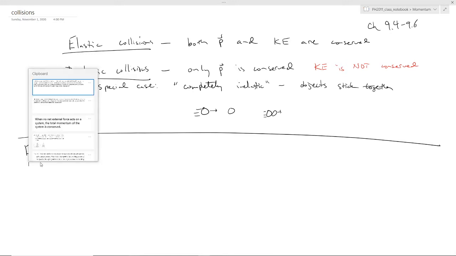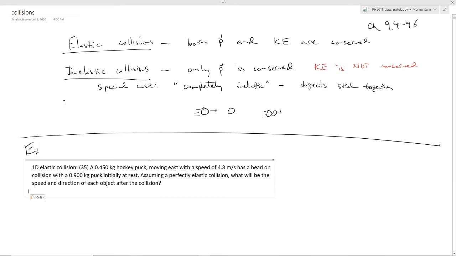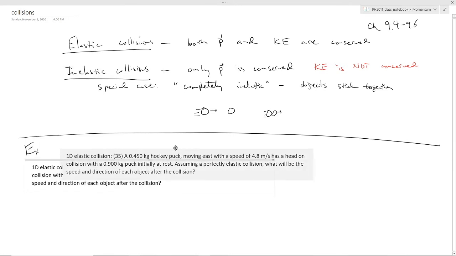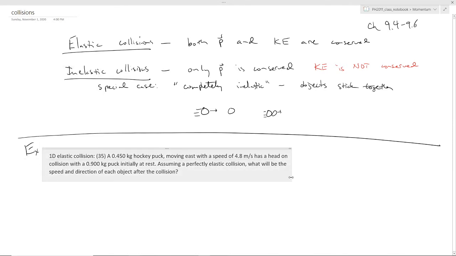Okay, so here's the question that I want us to look at. A 1D elastic collision. So imagine, despite this being a macroscopic object, we have a 0.45 kilogram hockey puck moving east with a speed of 4.8 meters per second. It has a head-on collision with a 0.9 kilogram puck initially at rest. Assuming a perfectly elastic collision, what will be the speed and direction of each object after the collision?